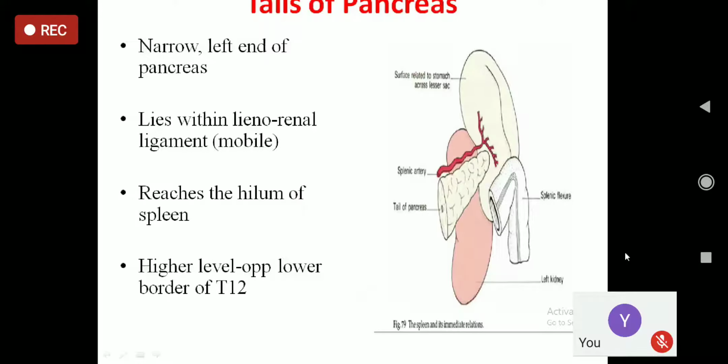So move on to the pancreas, the tail of the pancreas. So conical part, which is in relation to the spleen, hilum of the spleen. The tail of the pancreas is narrow and the left end of the pancreas. It lies within the lienorenal ligament. Lienorenal means the folding of the peritoneum between the spleen and the kidney, which is the hilum of the spleen, and higher level opposite the T12. Sometimes it may be of the T12. So this is the tail of the pancreas.